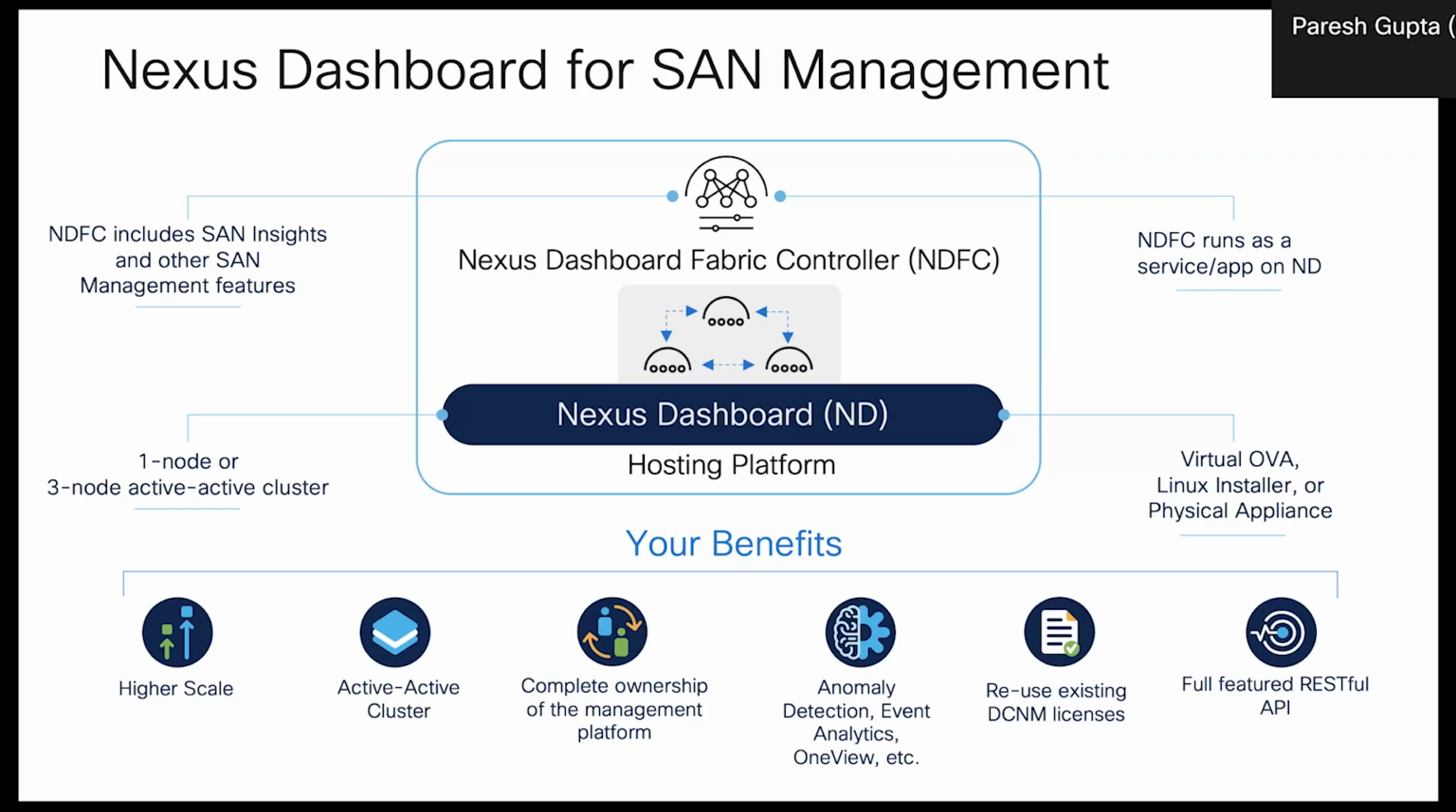The second thing that you see on the slide, which I already explained, is that you can run our Nexus Dashboard as a 3-node cluster, and if one of them fails, you still have your operations running. If you decide to choose a physical appliance, you can have the complete ownership of this platform, the software and the hardware piece to it. Also, there are new features inside Nexus Dashboard which were not available before, like anomaly detection, like event analytics, One View, and I'll explain One View in a bit more detail in a few minutes.